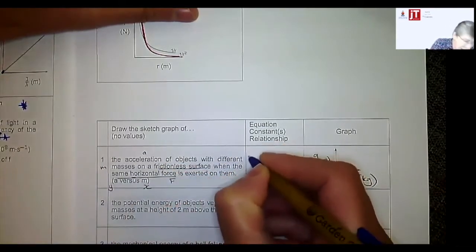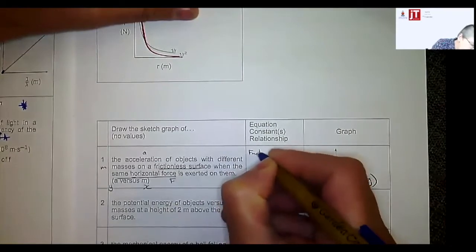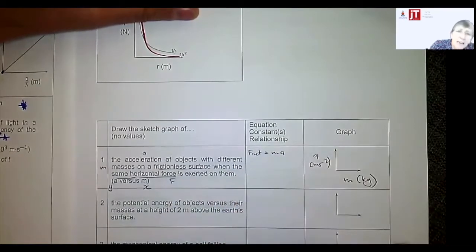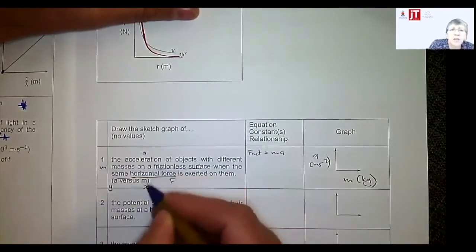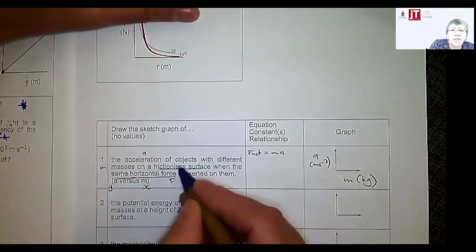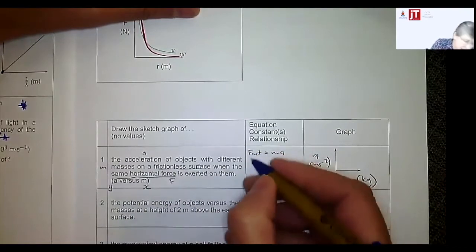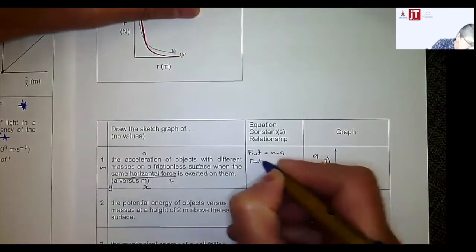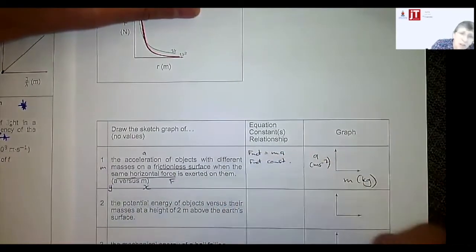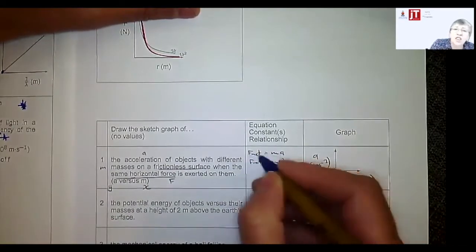So the equation I have is F net equals m times a. And what they're keeping constant is the F net. Frictionless surface, same horizontal force means you've got the same F net. So F net is going to be my constant. Right, so what is the relationship between a and m?